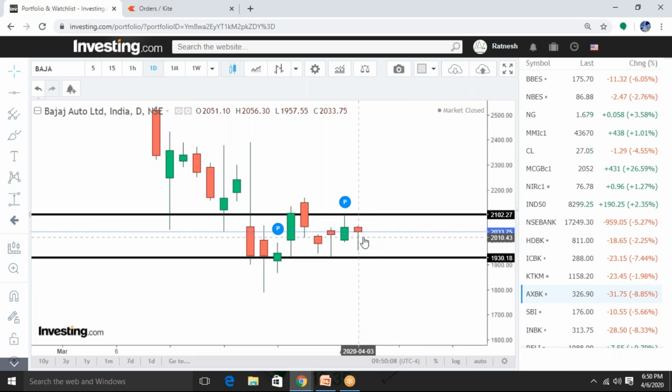We don't have to take our buy at this level. We cannot take a buy at this level like that. We have to wait for a confirmation closing above this, or we have to wait for the breaking of this high. Is it clear, sir, what I'm trying to say? Yes, sir.